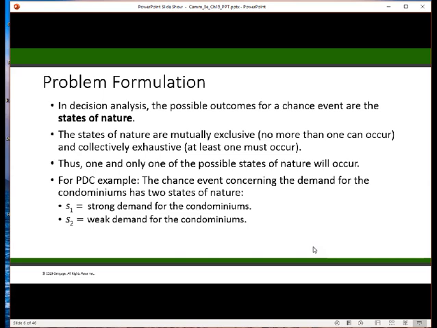The states of nature are mutually exclusive. No more than one can occur, and there's only one possible state of nature that will occur. So in the case of the condominiums, we've decided we're going to look at 2 states of nature. One is that there's a strong demand for condominiums, and the other is that there's a weak demand for condominiums.